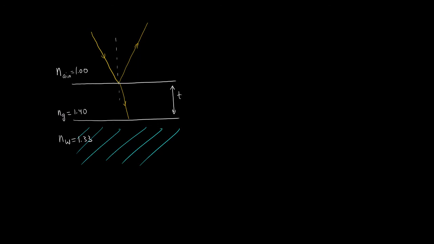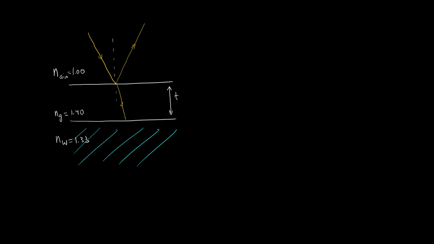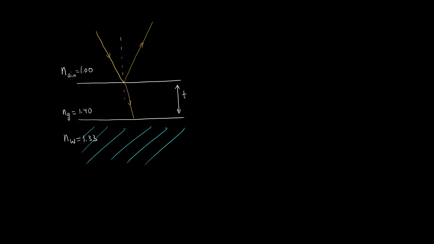First, let's take a look at the interface of air and gasoline. Because n_air is less than n_gasoline, that means we will experience a phase shift of half a cycle. Okay, so let's put 1/2 lambda.